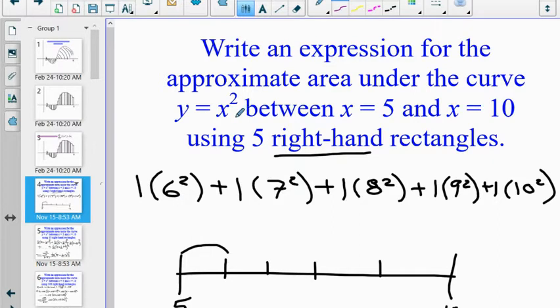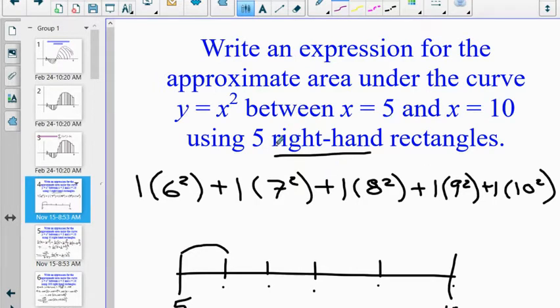Plug it into the function. Width of each rectangle is 1, so base times height plus base times height plus base times height, where the height is determined by whatever the function is. In this case, I'm plugging in 6, 7, 8, 9, and 10, and the result of that is the area of that rectangle. In this case, because x squared is increasing on that interval, these would all be overestimates, but like we saw last week, that depends on the type of function.